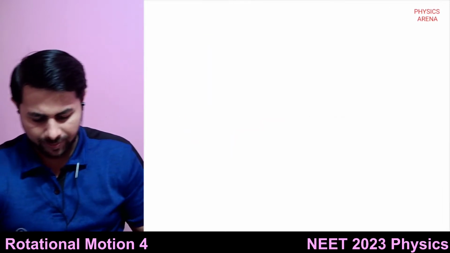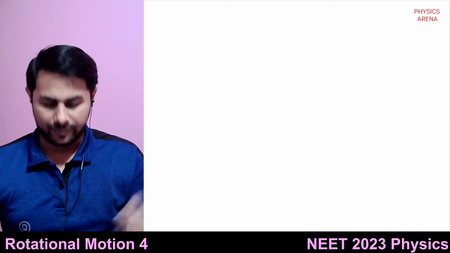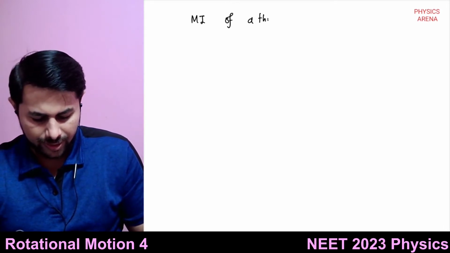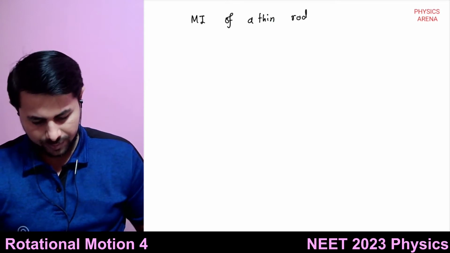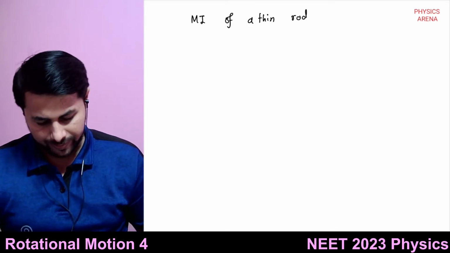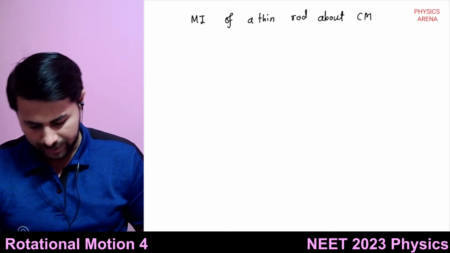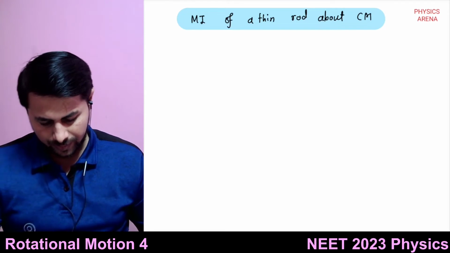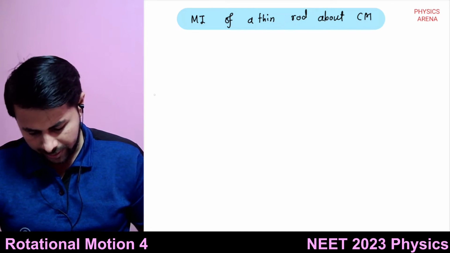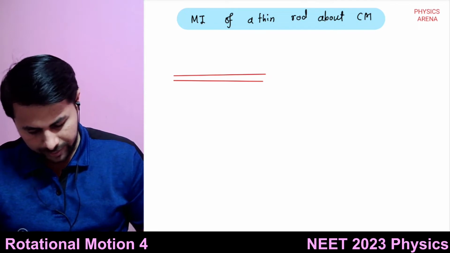First one, for an example, I want to find out the moment of inertia of a thin rod like this pen, the moment of inertia of a thin rod about an axis which passes through its center of mass. So let's consider a thin rod. Let's draw a thin rod like this.